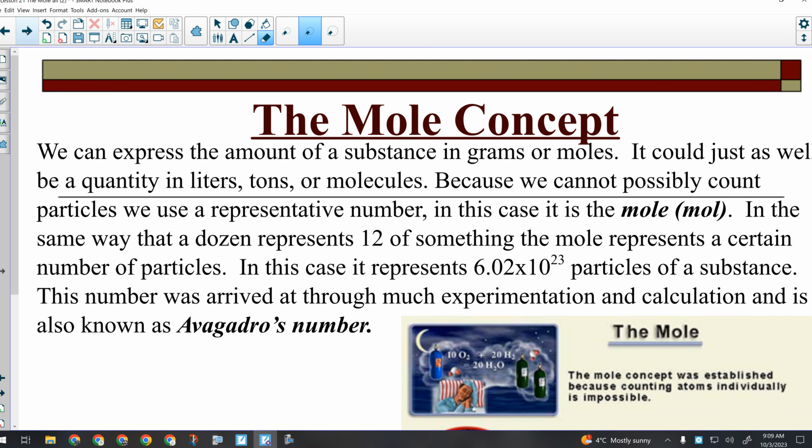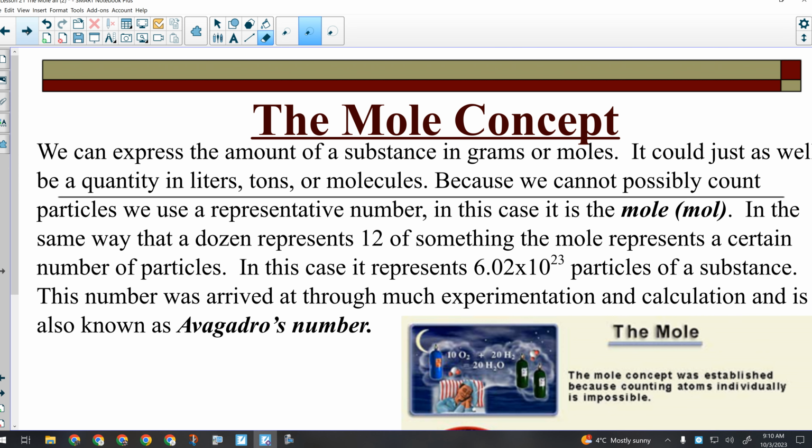So when we're talking about the mole, we are always talking about the smallest unit of that material. That's why we use the word particle instead of atom or molecule. Particle covers both. We just have to understand that if we're dealing with a compound, we're dealing with molecules, and if we're dealing with an element, we're dealing with atoms. Everybody okay with that?